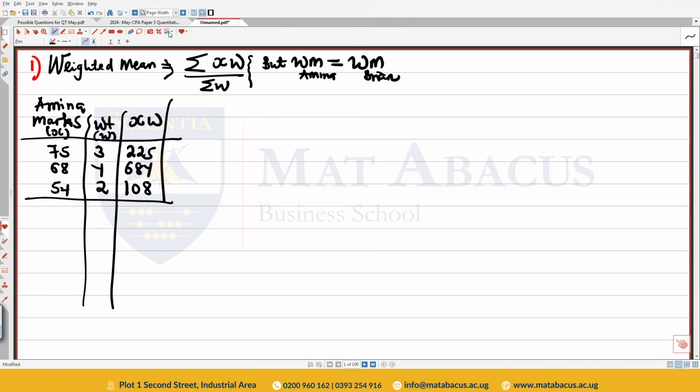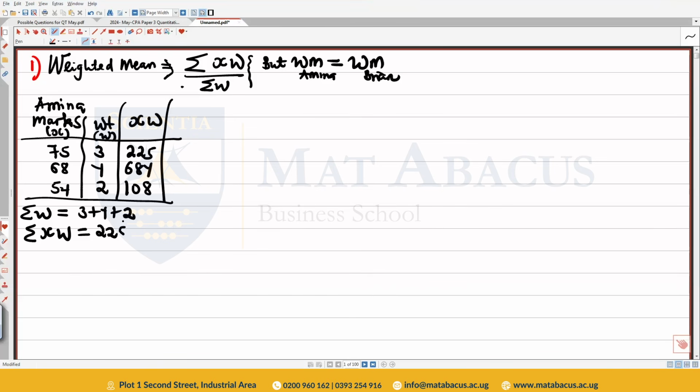Our interest is always in what is the formula. So the moment you get what exactly is in the formula, then you are good to go. So you have the two candidates, Amina and Brian. Ensure that you get the summation of weights, which is equal to 3 plus y plus 2. And ensure that you get the summation of marks times weight, which is equal to 225 plus 68y plus 108. So that summation is going to govern your weighted mean. These attributes here are for Amina.